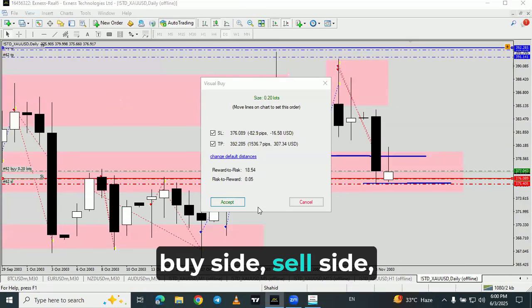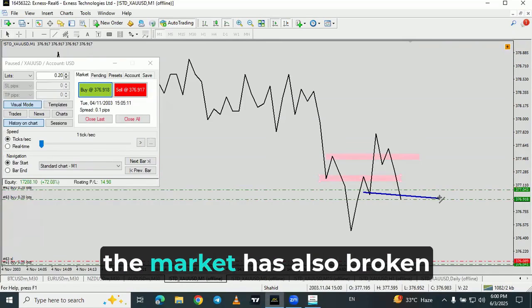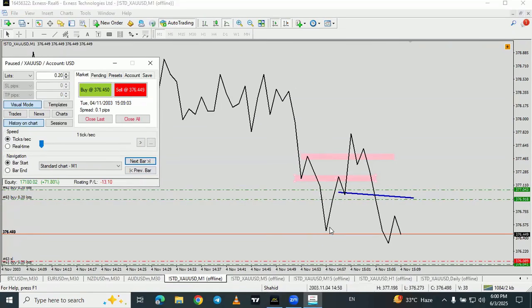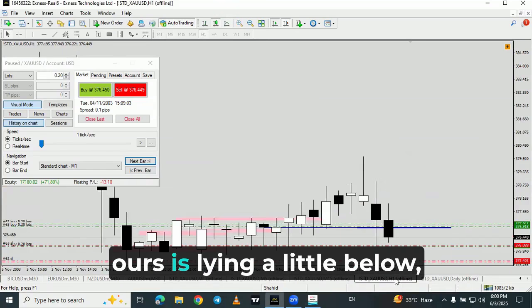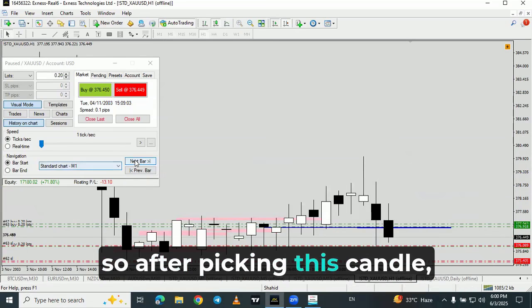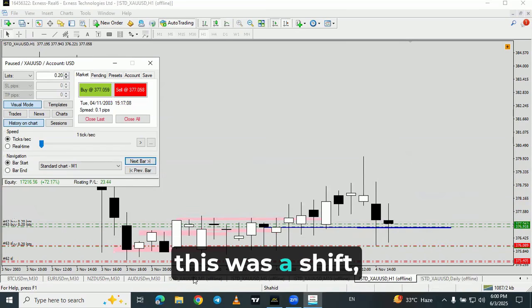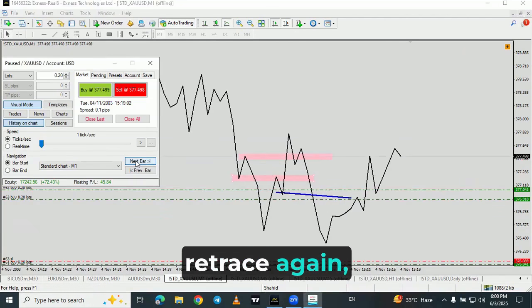Look here, buy side, sell side, and there is also an internal range liquidity here. But look here, the market has also broken its major low. Given it has also broken the major low, so no issue, ours is lying a little below. So after picking this candle, the market can become bullish. Here the structures have come, this was a shift, but the minute 1 structure has shifted again, and if it comes to retrace again, you can buy.